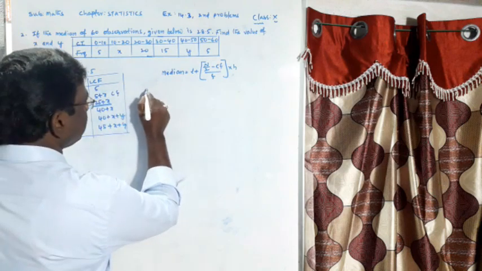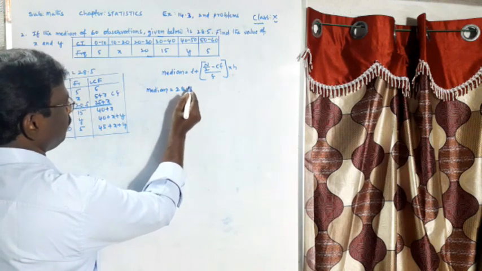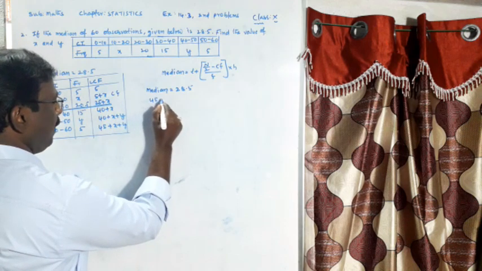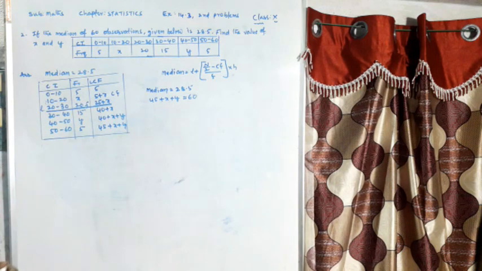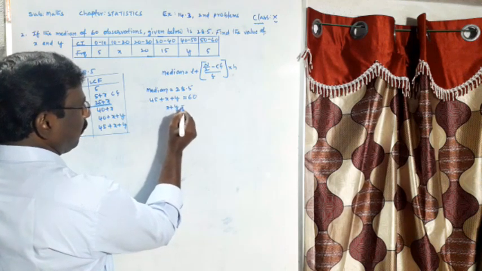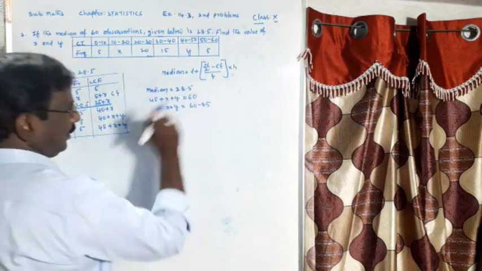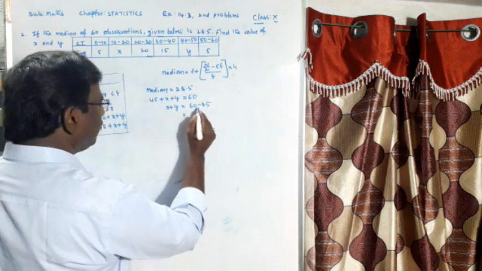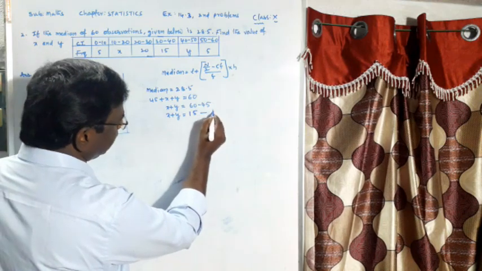Listen here, median also given. Median is equal to 28.5. Next observations given. What is that? 45 plus x plus y is equal to 60. Now x plus y is equal to 60 minus 45. Transfer 45 that side becomes minus because this side connected with the plus. 60 minus 45, 15. x plus y is equal to 15. This is equation 1.